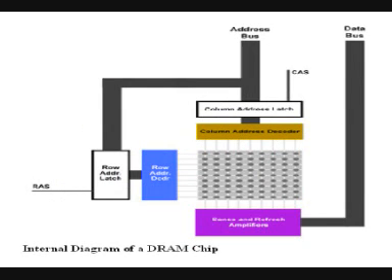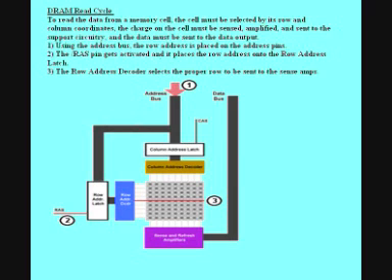This is the internal diagram of a DRAM chip. This explains how data is being read from the DRAM.